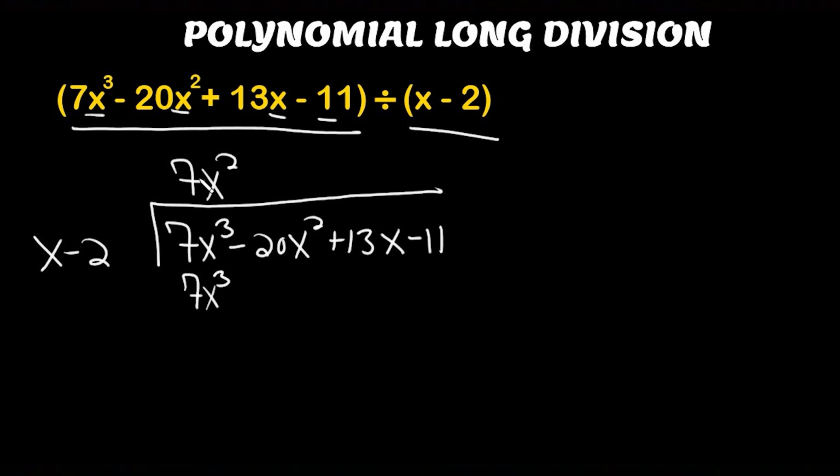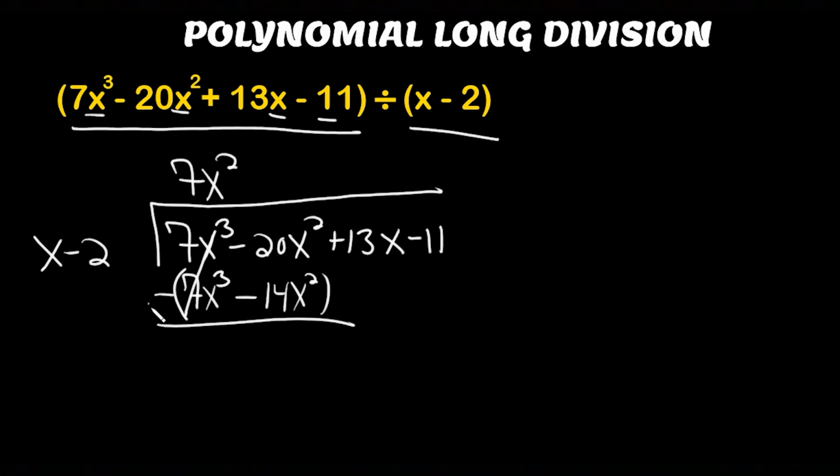So now I'm going to do 7x squared times negative 2. I get negative 14x squared. So negative 14x squared. And from here, you're going to put it in parentheses, put a negative on the outside, and then do the operation. So your first term should always cancel out if you do it correctly. And it will here, right? This will cancel out. That's what we want.